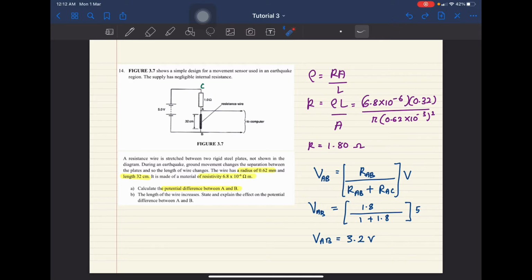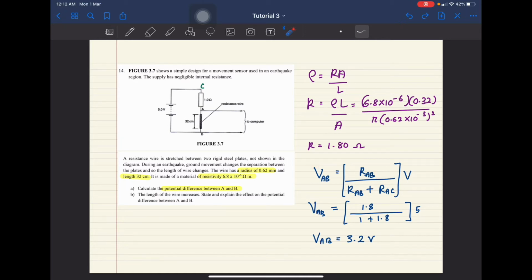Now, the next question B, they want you to find what if the length of the wire increases. State and explain the effects on the potential difference between A and B. So what happened when the length over here increases? There are two methods to explain this one. One, you can relate with the resistance formula here. What happened when L increases, R increases, and this one is increase as well.